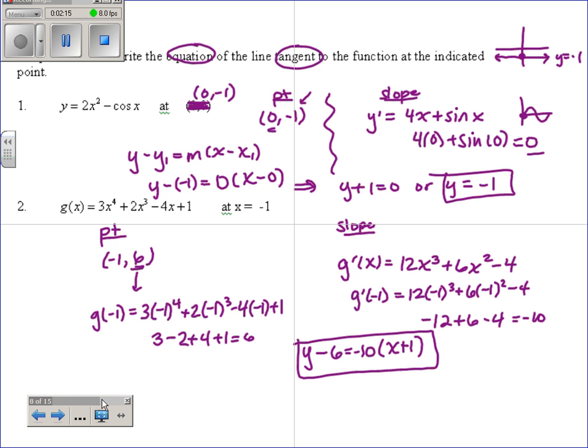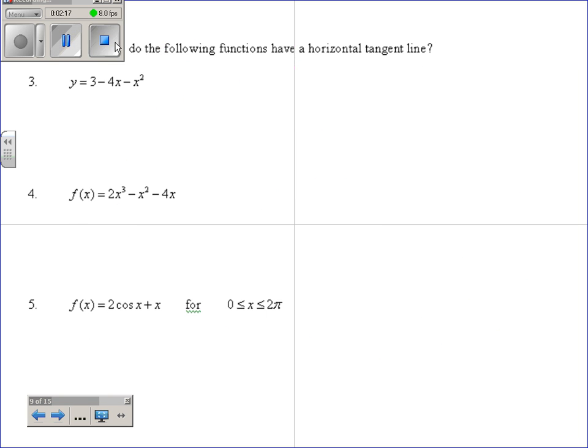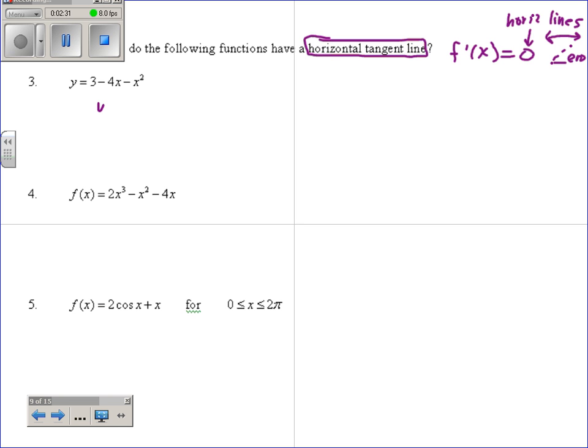Okay, moving right along. Number 3. Okay, horizontal tangent line. This means take the derivative, set it equal to 0, because horizontal lines have a 0 slope. So y prime equals -4 minus 2x. So you get -2x equals 4, so x equals -2.